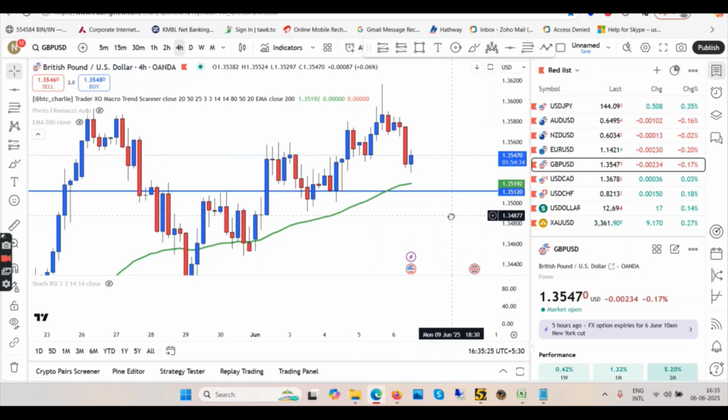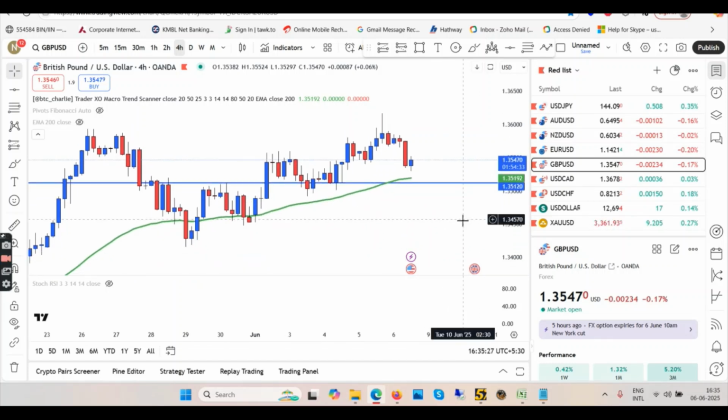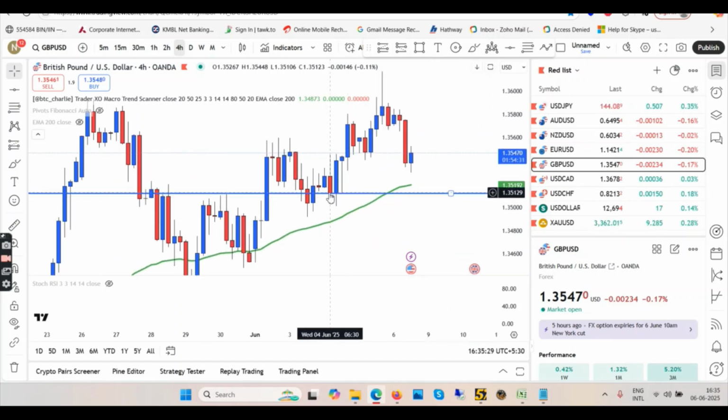Now when shall you enter long? When shall you enter short in GBPUSD? If this low is broken, then enter short after the pullback. But if this red candle is eaten by the coming blue candle, then go for long.